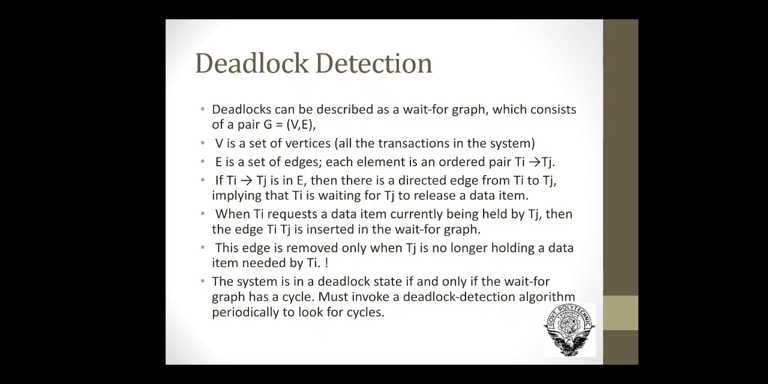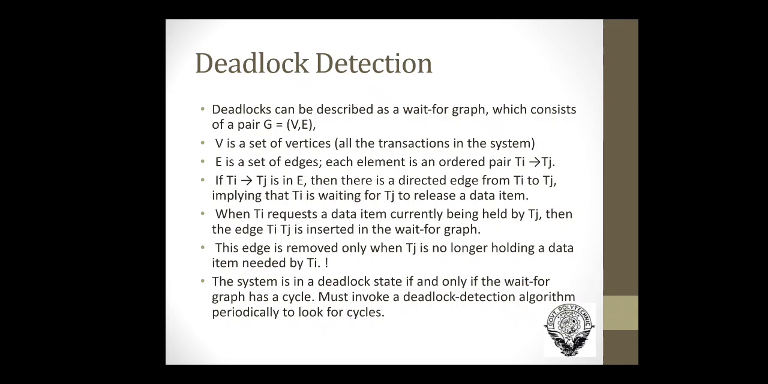If the pair Ti to Tj is in E, then there is a directed edge from Ti to Tj, implying that Ti is waiting for Tj to release a data item. If we have an edge from transaction Ti to Tj, it means that transaction Ti is waiting for transaction Tj to release a lock on a particular data item. When Ti requests a data item currently held by Tj, the edge Ti to Tj is inserted in the wait-for graph. Let's say that transaction Ti wants a data item which is held by Tj at that time, and it is continuously requesting the data item which is held by Tj.